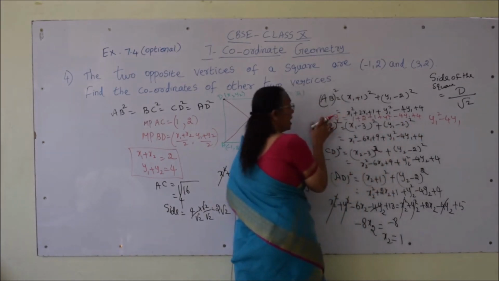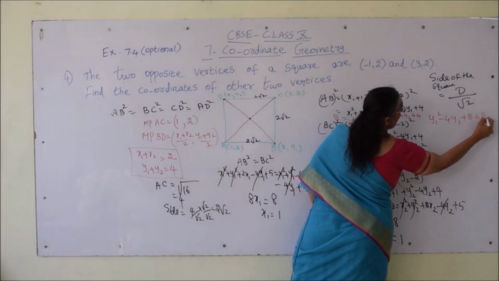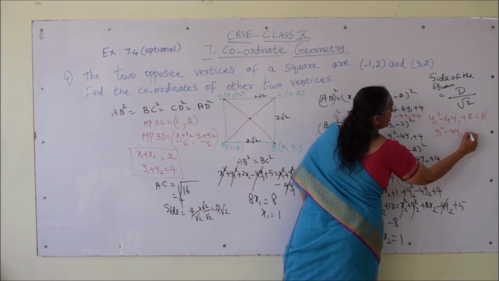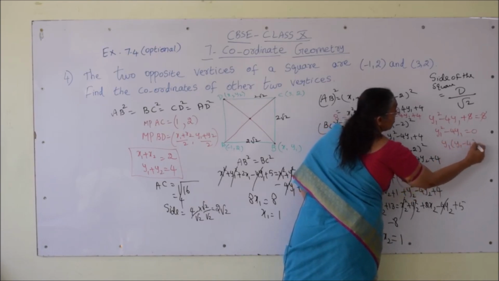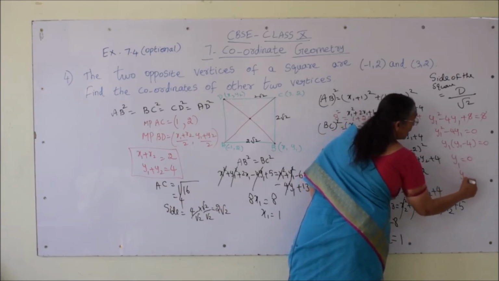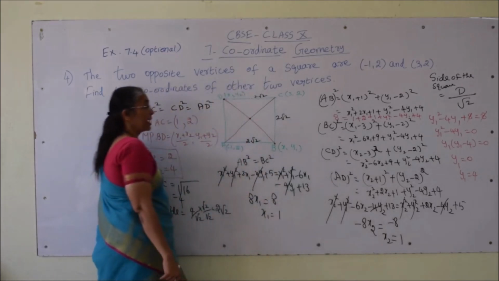Now the left-hand side is 8, so plus 8 is equal to 8. So y1 square minus 4y1 is equal to 0. Taking y1 common outside, y1 times y1 minus 4 is 0. So y1 can be 0 or y1 can be 4. So there are two values for y1 we are getting.